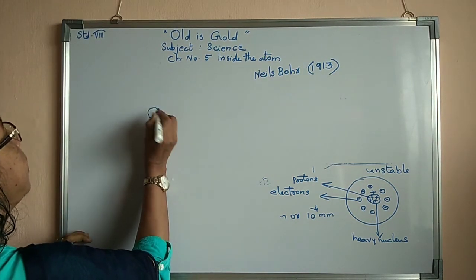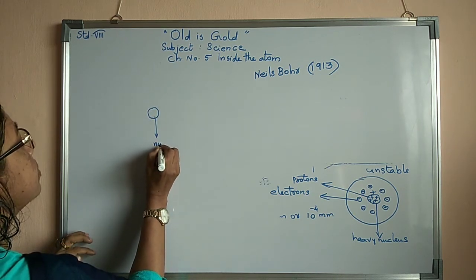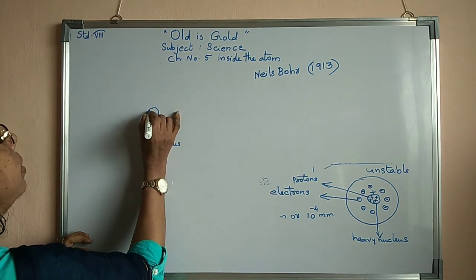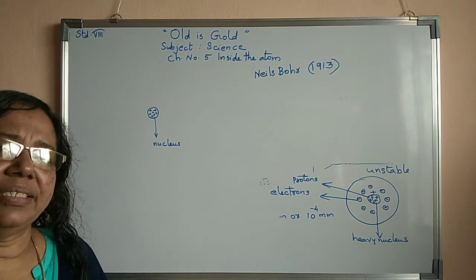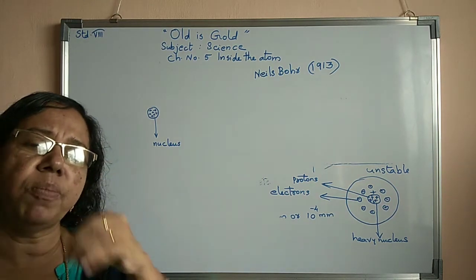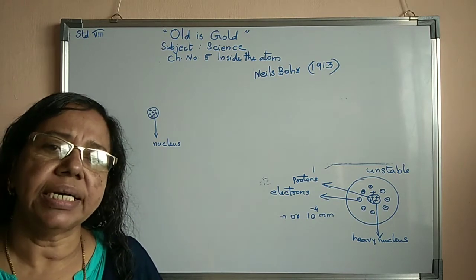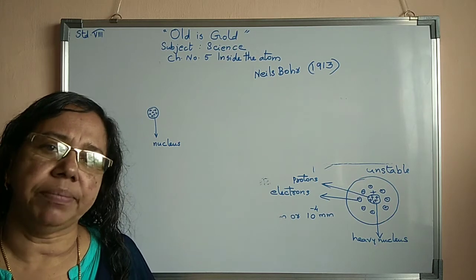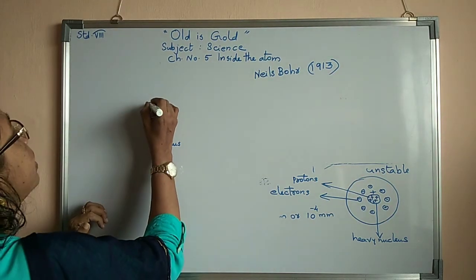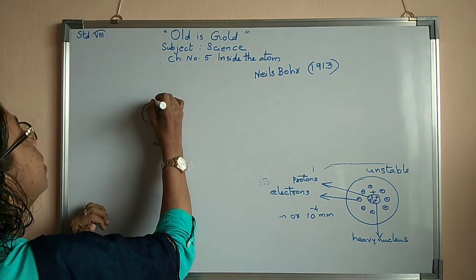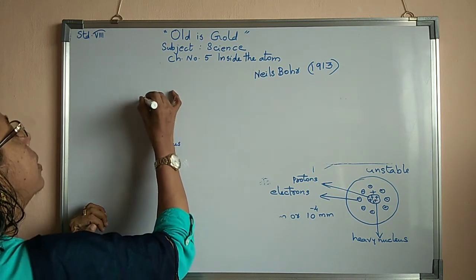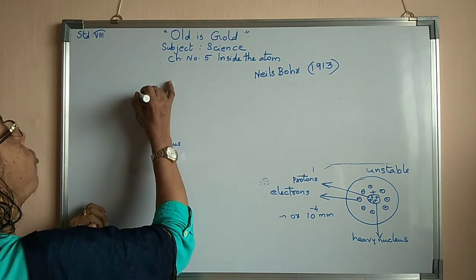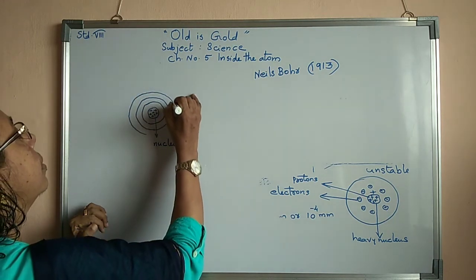At the center of the atom, there is the nucleus, which has positive charge. As Rutherford said, the full mass of the atom is concentrated at its center. The central part of the atom is the nucleus. Now, around the nucleus, there are a number of concentric orbits. Now, what is meant by concentric orbits?